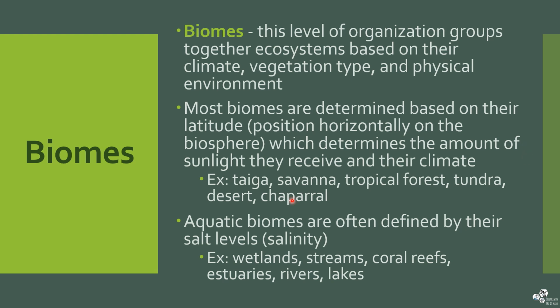So some of the terrestrial biomes you may have heard of are things like chaparral, the one that we're living in, the desert, the taiga, the savanna, tropical rainforests, things like that. There are also aquatic biomes. These ones obviously are not going to be defined by how much sunlight they get or how much precipitation. They are more often determined by their salinity levels. How salty is that water? So we have things like wetlands, streams, coral reefs, estuaries, all of that fun stuff.